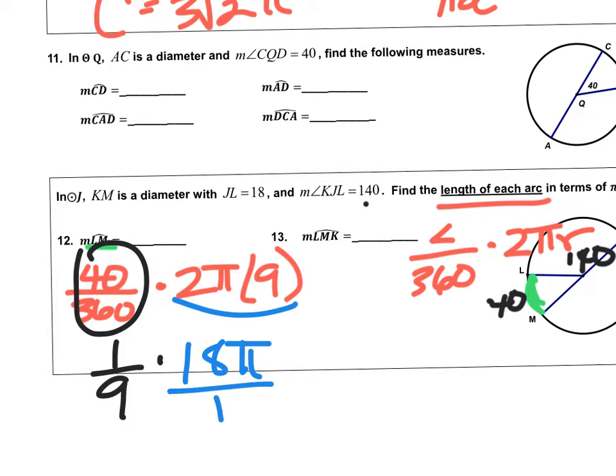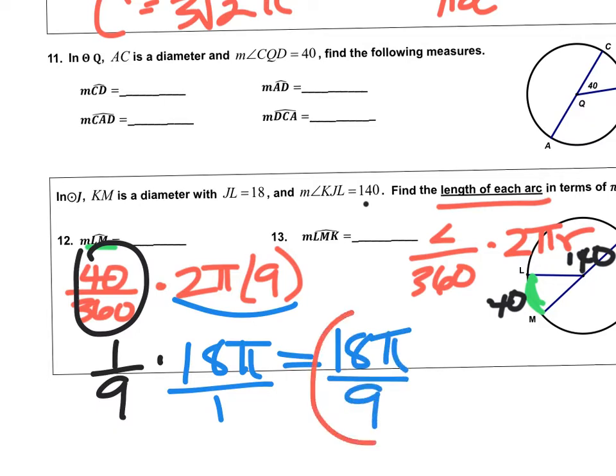I can look at it as 18 over 1, which just makes top times top. So I have 18 pi over 9, and then I can simplify that. 9 goes into 18 two times. That's why our answer was 2 pi. Okay, so that's just making sure you follow the steps correctly. You do have some arc length relationships.